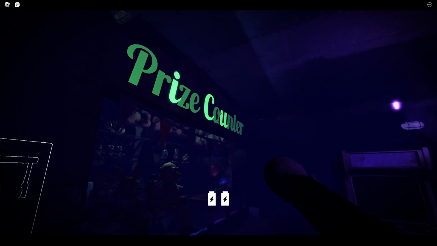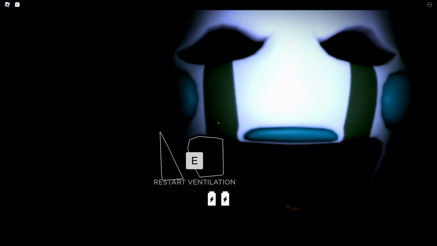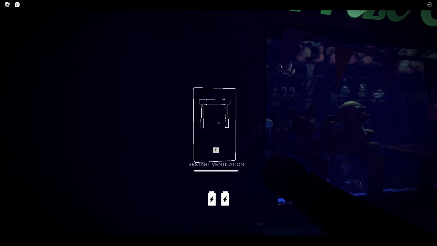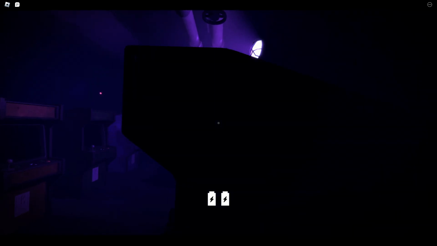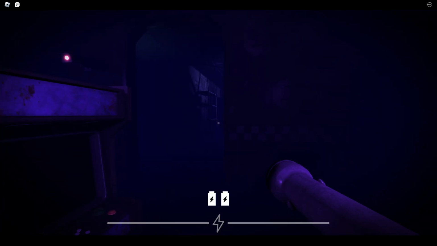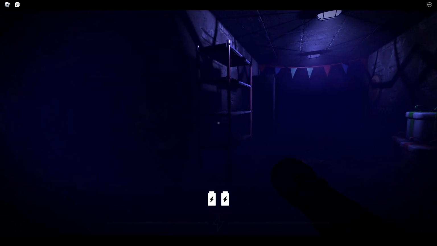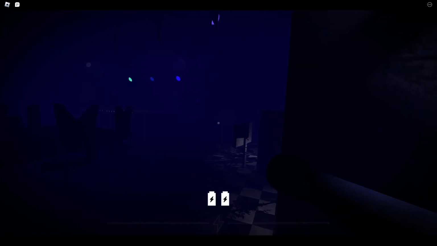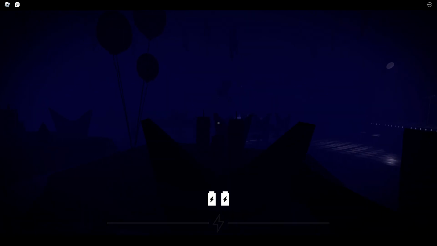Also, I don't know if I mentioned this, but you also have to move around there so Golden Freddy doesn't get you. Okay, there we go. Now we have to go all the way to generators. Hopefully Freddy and Foxy are not anywhere around, which they probably are, to be honest. Oh, God. Oh, no.